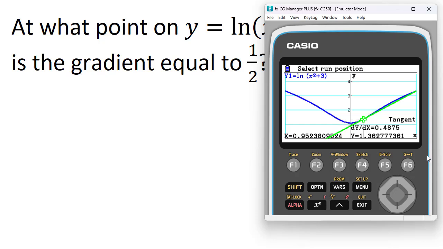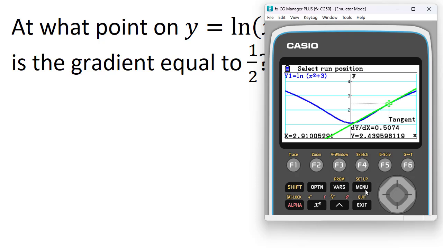Well, I can type the number 1. Let's type it. I've got it. X equals 1, dy by dx equals a half. Lovely. Notice there's another place somewhere up here where it's equal to a half, about there. So obviously that's not a very satisfactory way of doing it.